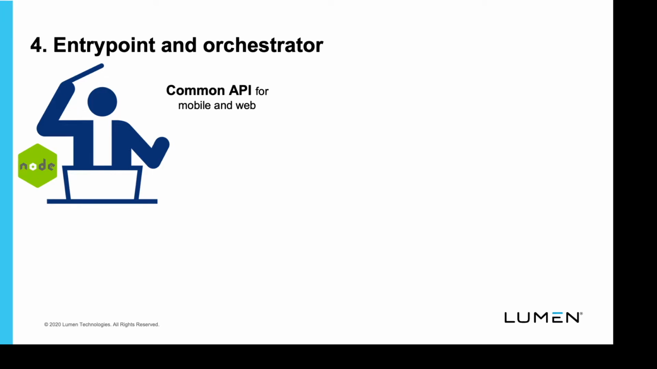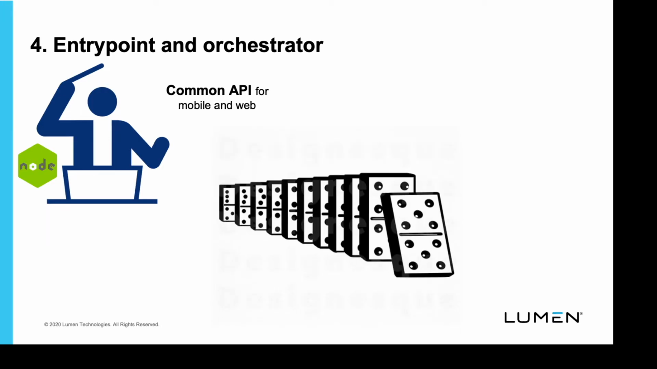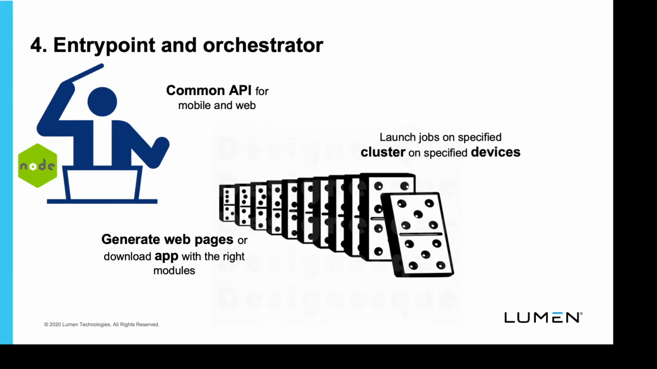To me, it all looks like a domino chain, and this orchestrator is in charge of making sure everything is working smoothly. As we previously mentioned, he's the one in charge of generating the web pages and downloading the app with the proper modules. He's the one launching the jobs on the specified cluster on specified devices. And then he's also the one in charge of gathering the logs, performing the test, and sending the results.